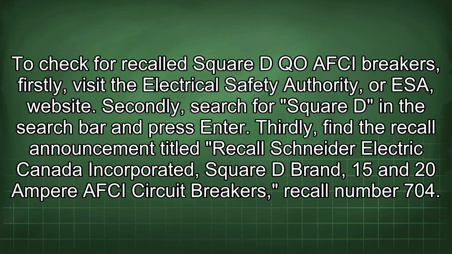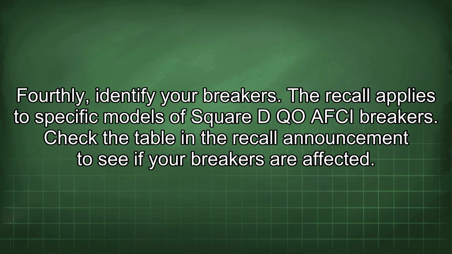To check for recalled Square D AFCI breakers, firstly visit the Electrical Safety Authority, or ESA, website. Secondly, search for Square D in the search bar and press enter. Thirdly, find the recall announcement titled Recall Schneider Electric Canada Incorporated, Square D brand, 15 and 20 ampere AFCI circuit breakers, recall number 704. Fourthly, identify your breakers.